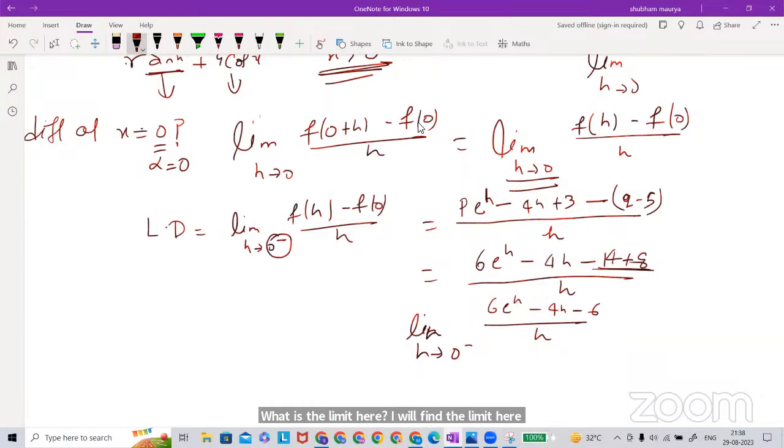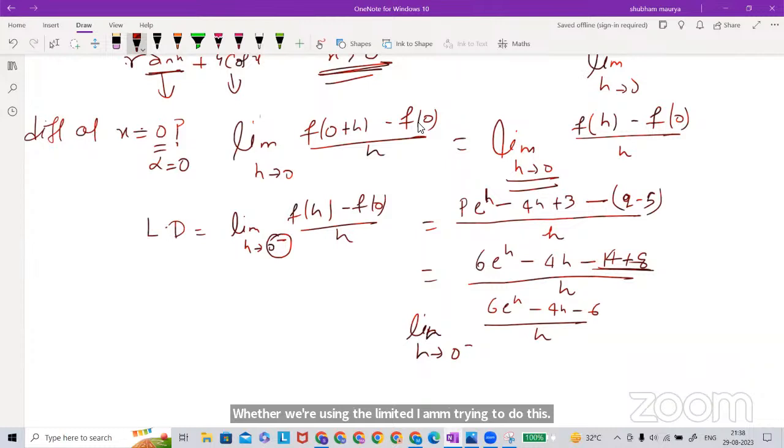Sir, can we directly differentiate both sides and put them equal? Okay, from both sides, yeah, we can do that also. We can do it, but we are trying to do this using the limit. So how to find the limit? I think we are correct.